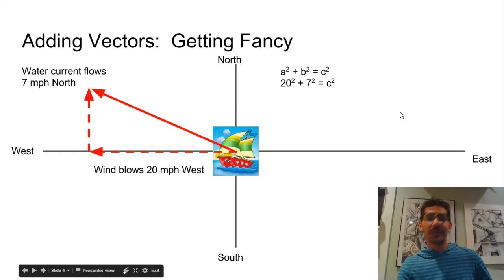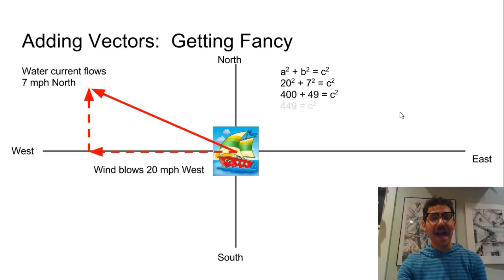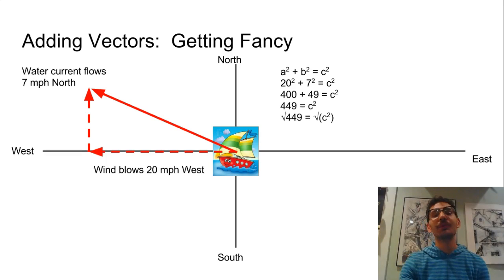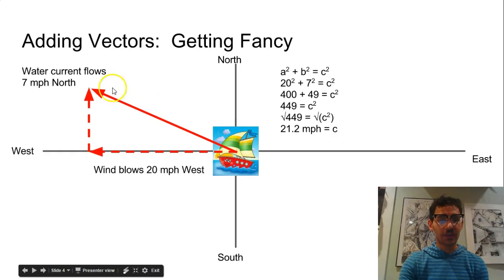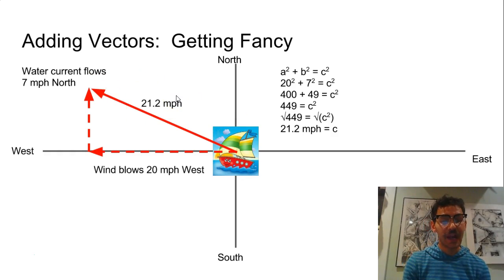So plug those in, make some math times happen, add up those squared values, take the square root of both sides to get our magnitude. Super easy. Pythagorean theorem, ain't no thing. So we know that this long arrow is representing 21.2 miles per hour. Well, that's cool. We've got the magnitude of this vector.